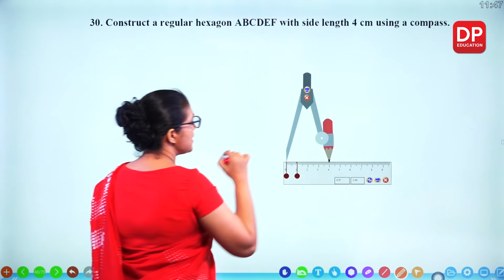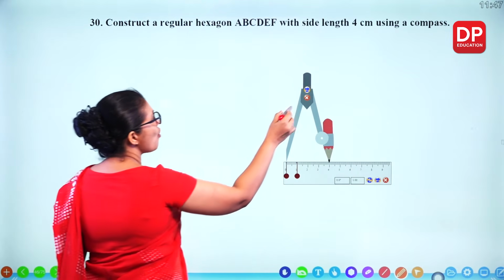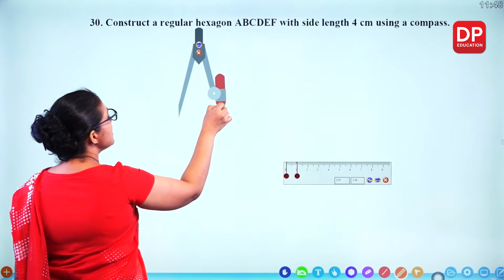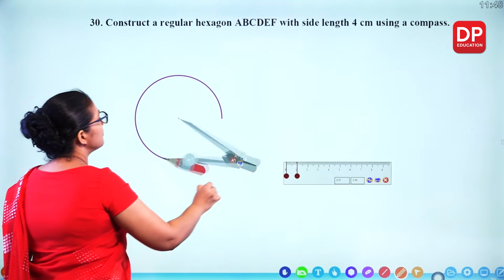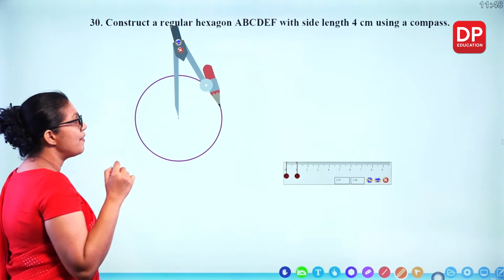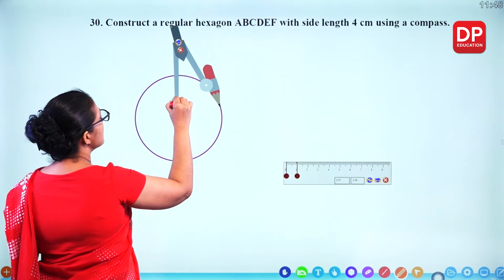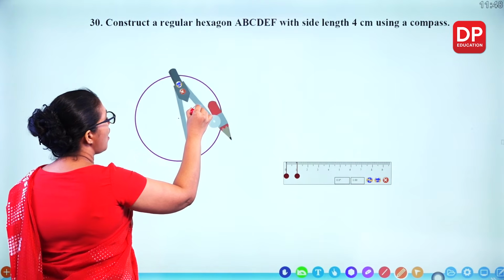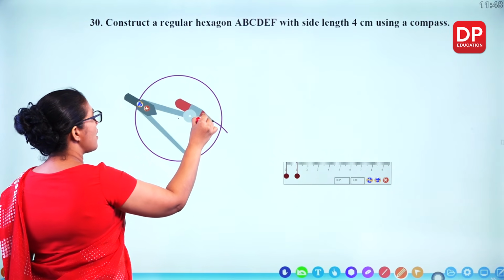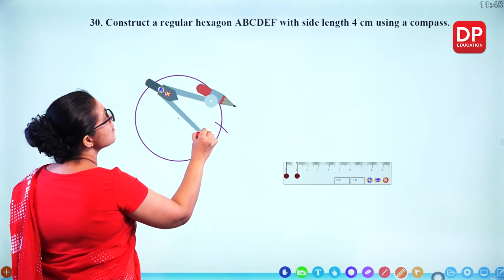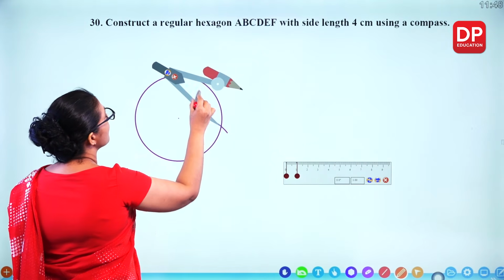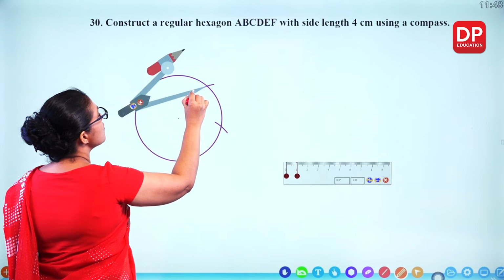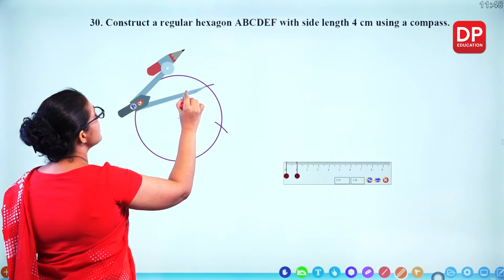So this is 4 centimeter length. So what we do, we draw a circle with 4 centimeter radius. And then we take any point on the circle and draw arcs around, with the same distance, we took 4 centimeters. 1, 2. When you do that, you get 6 points like that.